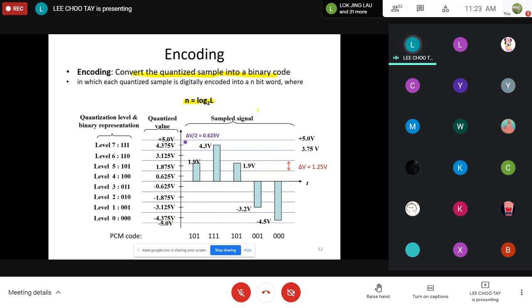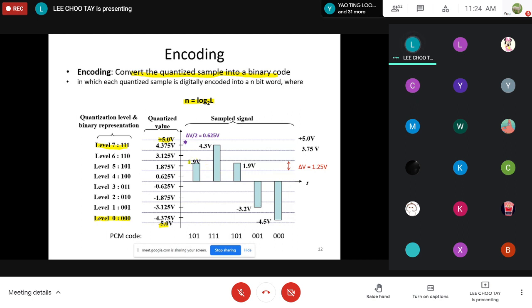In this slide, I have examples of a few sampled signals. These sampled signals are to be quantized to 8 levels, starting from level 0 all the way to level 7. The peak-to-peak voltage of this sample signal is from minus 5 to plus 5. If I divide it into 8 different levels, I can split the voltages into 8 levels that allow me to round off the amplitude to the nearest value.